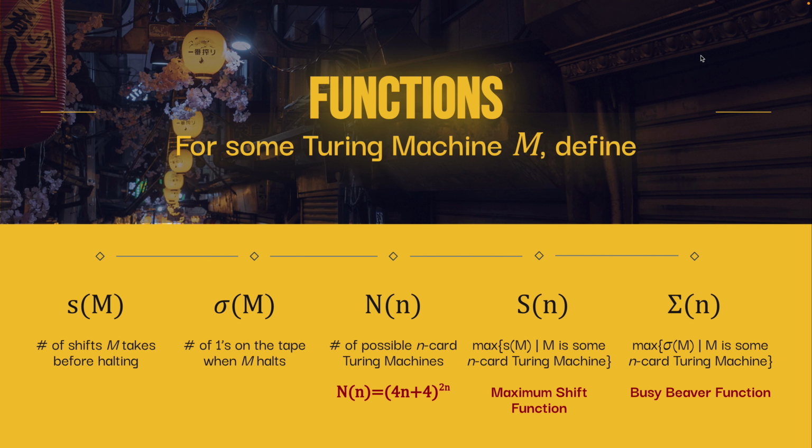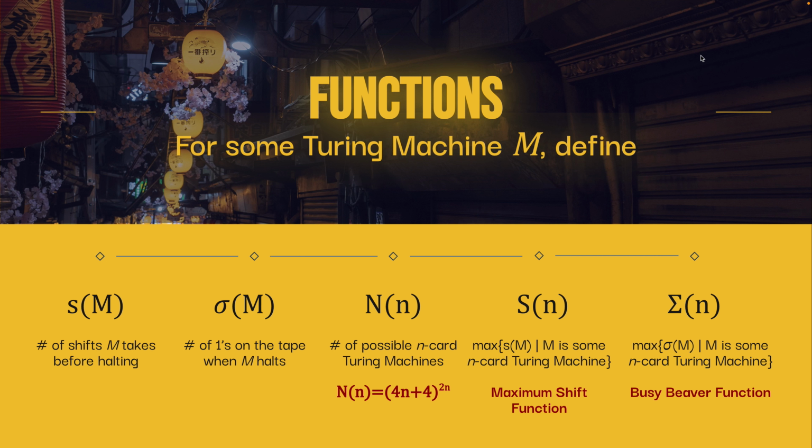Now let's go over some functions relating to the Busy Beaver problem. For some Turing machine M, define S(M) equals the number of shifts M takes before halting, σ(M) as the number of ones on the tape when M halts, and N(n) as the number of possible n-card Turing machines, where N(n) equals (4n + 4)^(2n). We'll explain this function a bit later in the following slides.